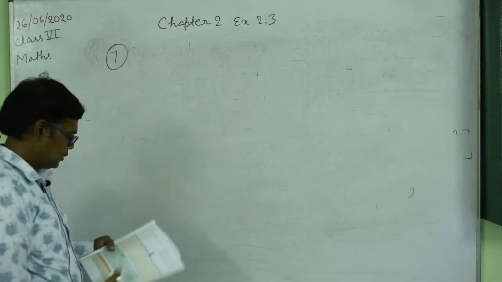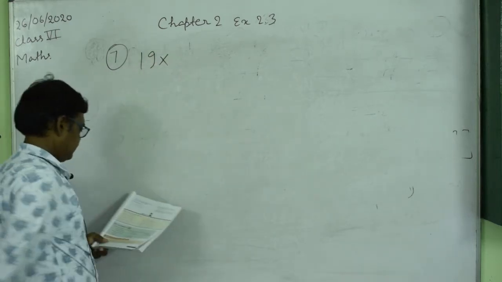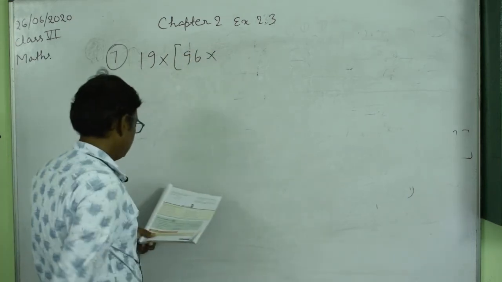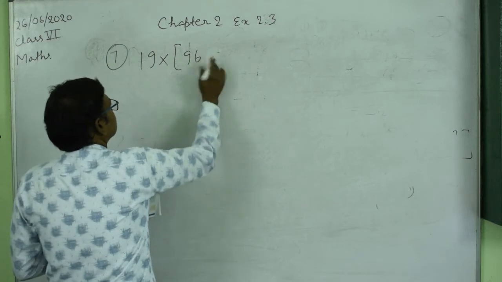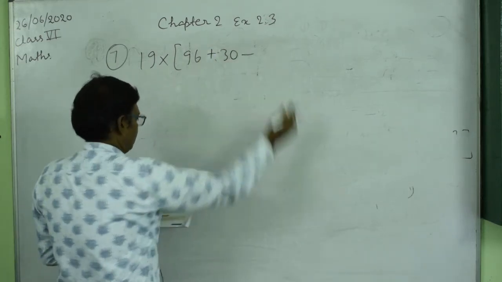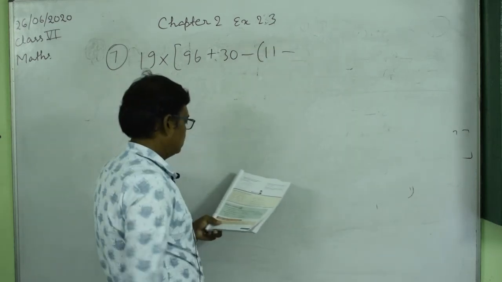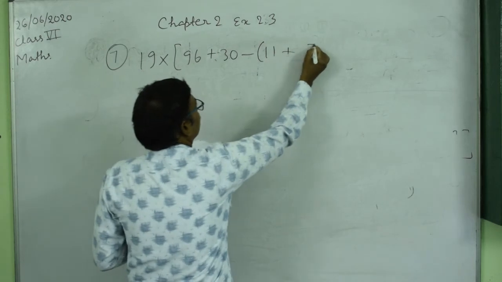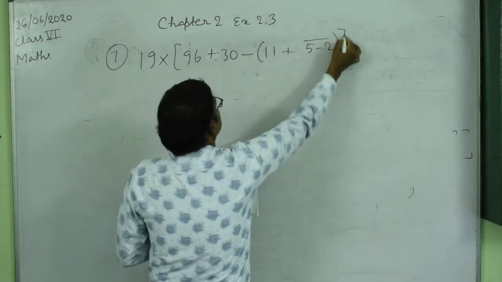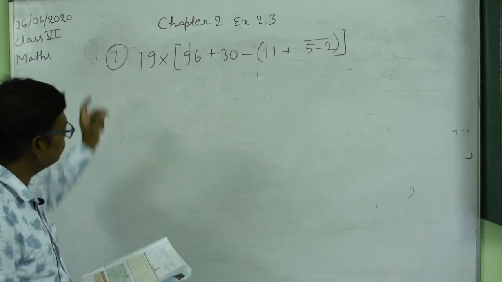Question number 7: 19 multiplied by 96 into 96 plus 30 minus 11 minus 11 plus here 5 minus 2 with a bar over it, and then you have the square bracket. Okay, so this is the question.